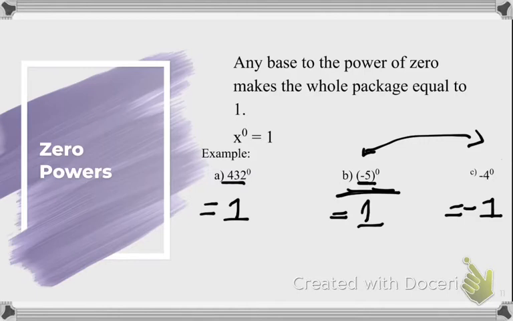If it doesn't have the brackets around the negative 4, then the 0 is only with the 4 and not the negative. So we're just going to drop the negative in front of our final answer.